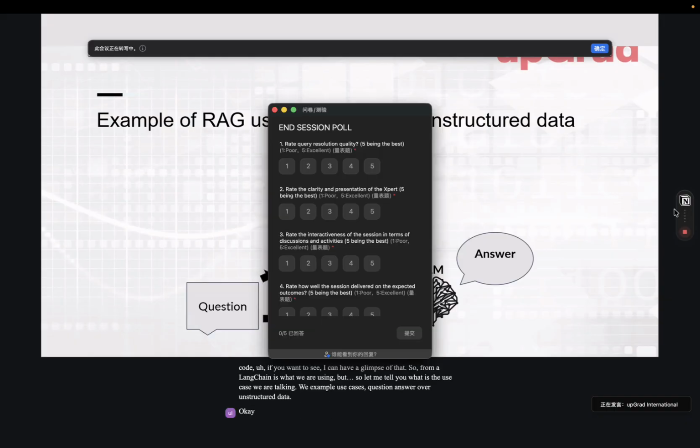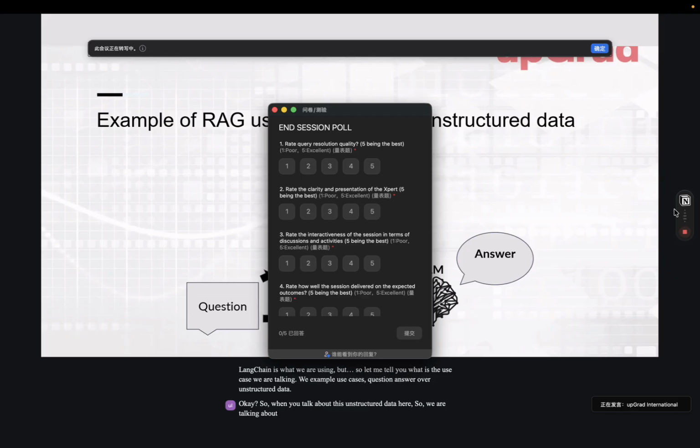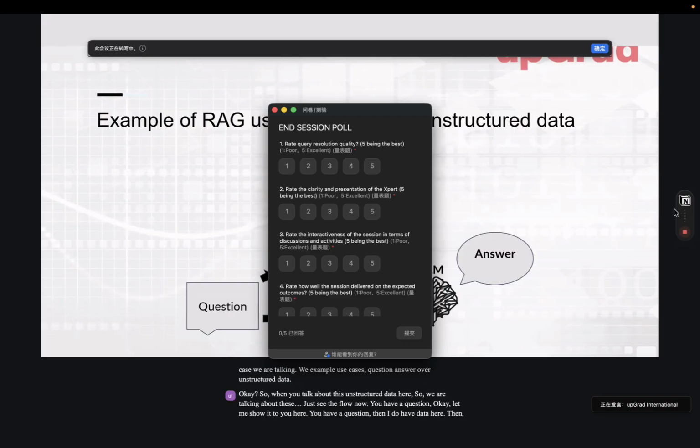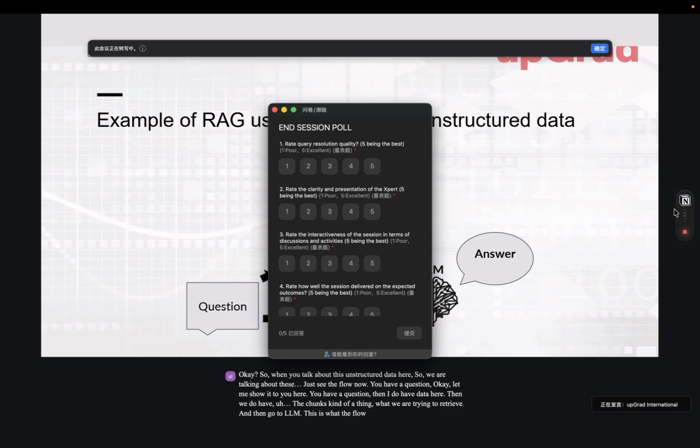Okay. So when you talk about this unstructured data, just see the flow now. You have a question, let me show it to you here. You have a question, then I do have data here. Then we have the chunks, what we are trying to retrieve, and then go to the LLM. This is the flow we have seen so far, right?